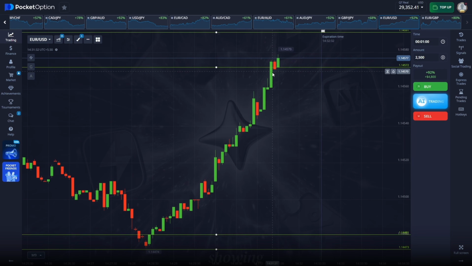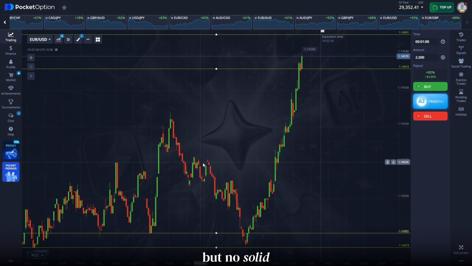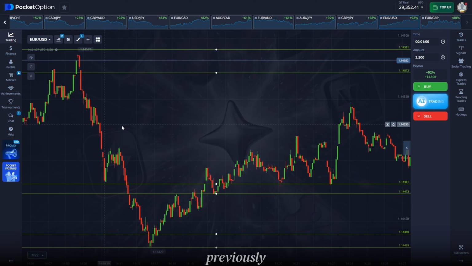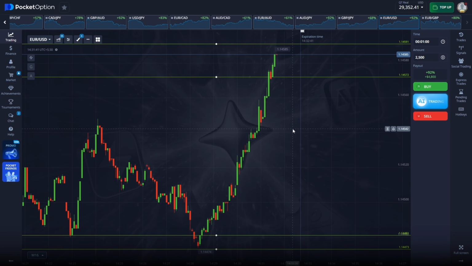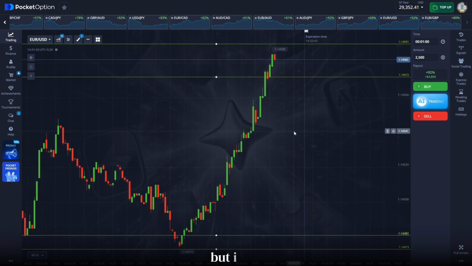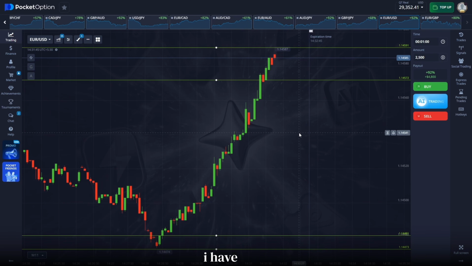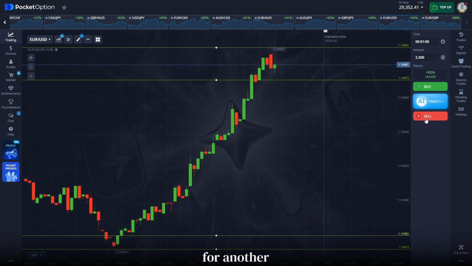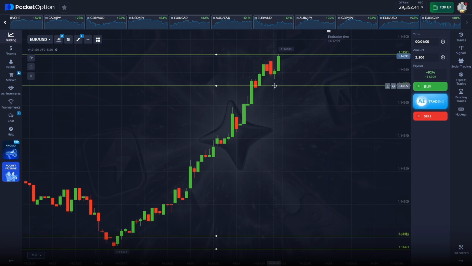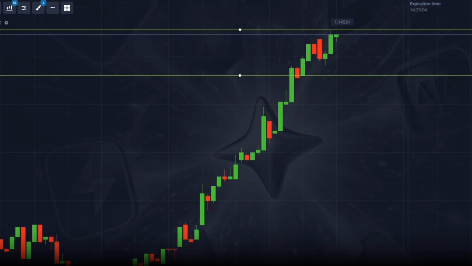You can see price is showing rejection but no solid reversal pattern. Previously, price reversed from the same zone. I am expecting a similar trade setup, but I will only place my trade if I have good selling confirmation. I'm ready to place my trade, and no, I'm not satisfied with this confirmation. I will wait for another confirmation. This is a resistance range, so chances of reversal are high.